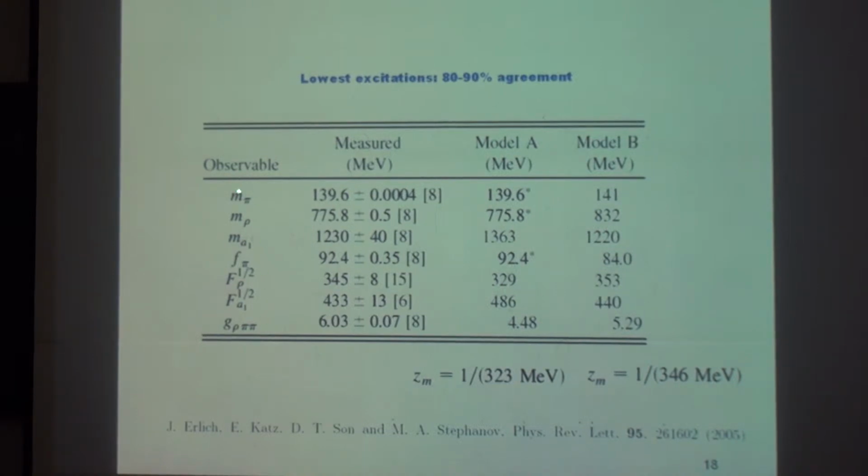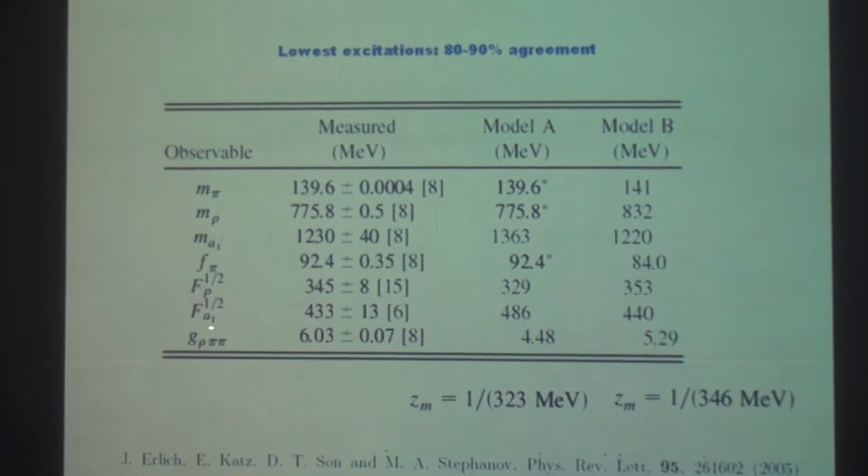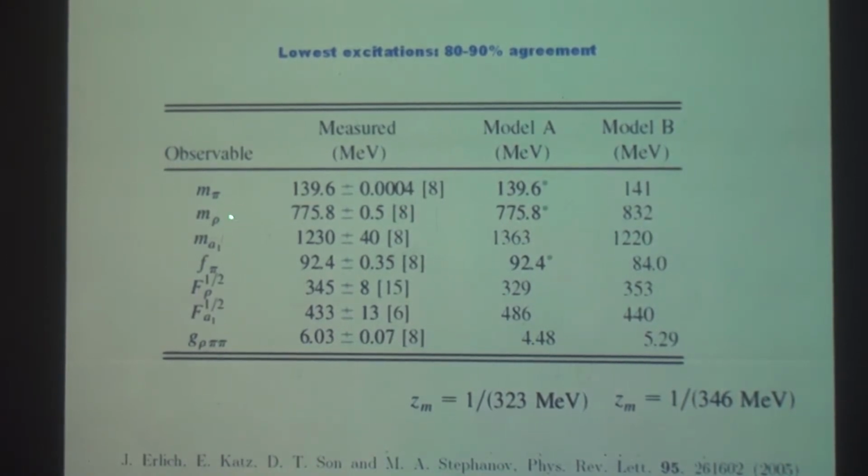They calculated the lowest ground states: the pion, rho, and a1, that is, the pseudoscalar, vector, and axial vector, and also decay constants. Comparing with experimental data, the results of this simple model are not bad, around 80 to 90% agreement with experimental data. So it's fine, right? Can I ask a question?